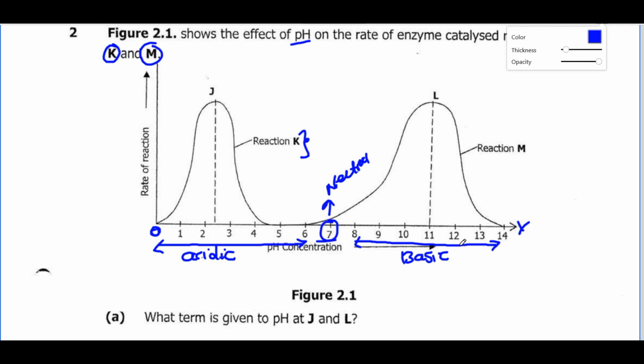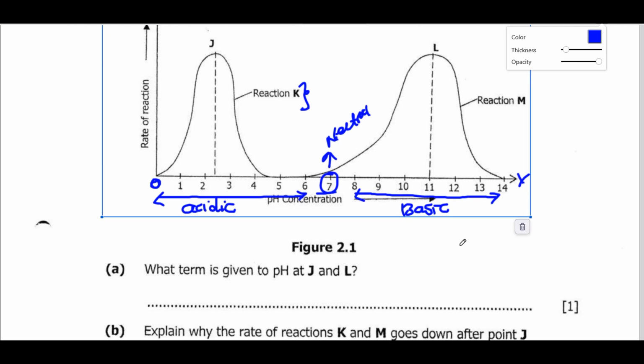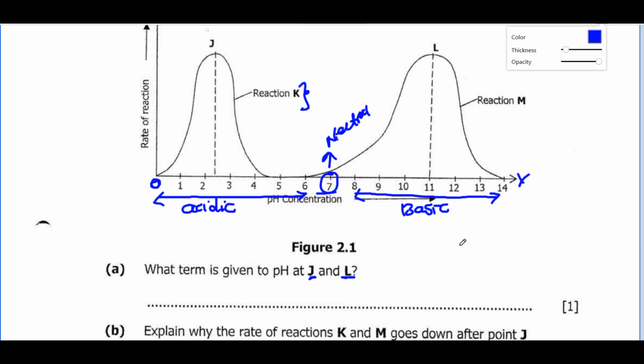So we are going to use now the pH in line with the alimentary canal. So we have a bit of digestion, plus the enzymes. Now let's have a look at question 1. We are asked to give the term for the pH at J and L. So let us identify J and L.